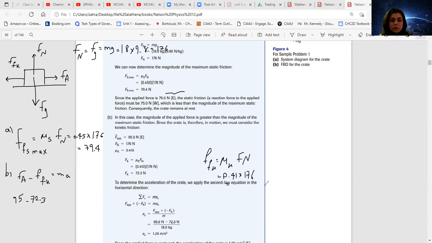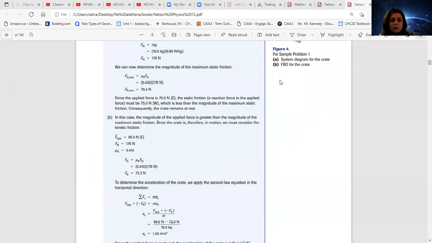72.3, and the mass of the object is 18 kilograms. You just need to rearrange for a. Minus these two and divide by 18. A is equal to 1.26 meters per second squared. This is the acceleration of the object.